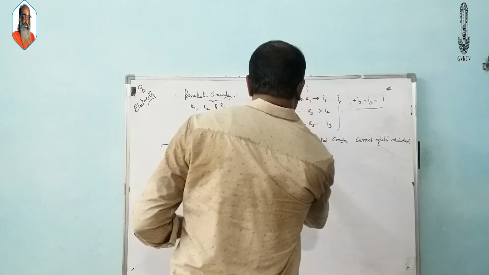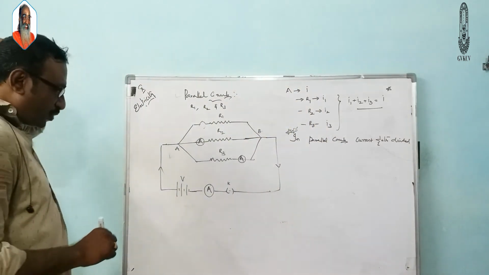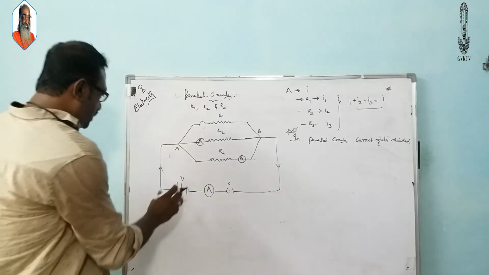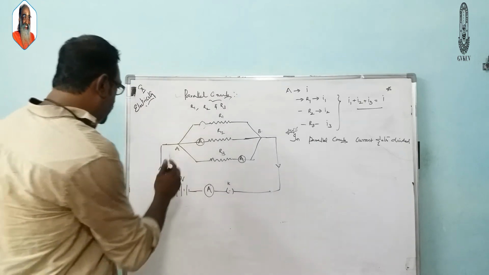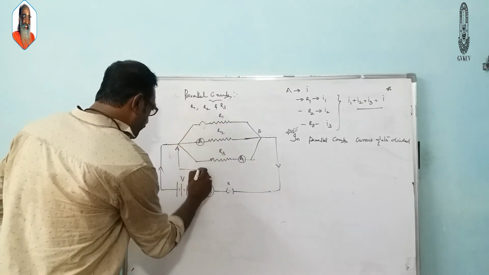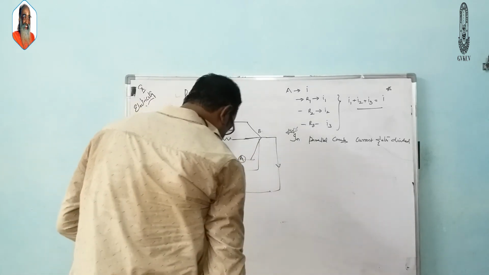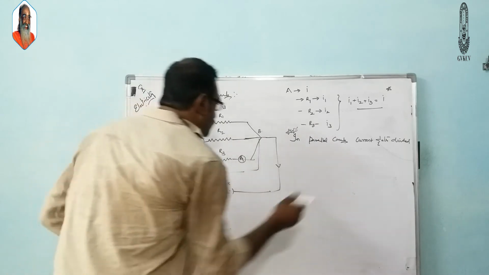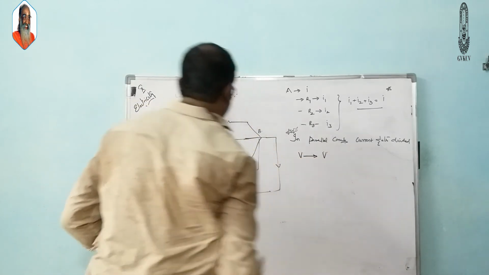Okay, so this is the important point to be noticed. Let us see what happens to this potential difference. Here the total potential difference provided by the battery is V. Now, for finding out the potential difference across A and B, let us connect a voltmeter here and see the reading. There also we will find the reading as V.